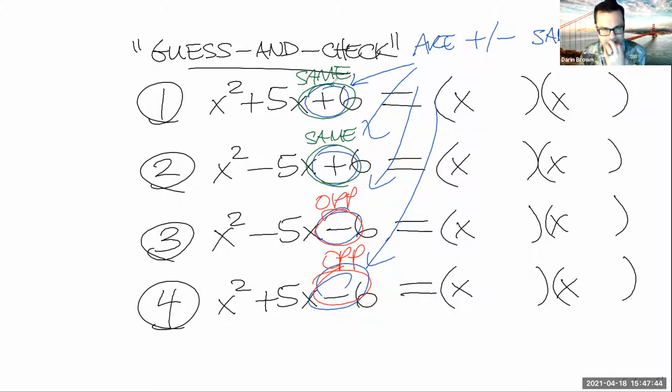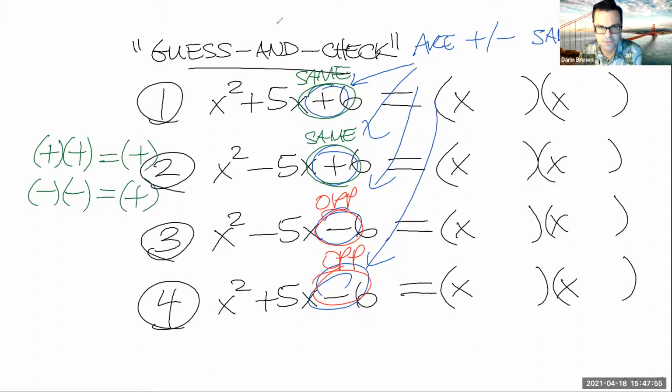Now, first of all, why is it the same sign? Well, it's because positive times positive is positive and negative times negative is positive. So if they're the same sign, they'll multiply together to make positive. If they're opposite signs, they'll make negative. So it's really just the pattern of how positive and negative numbers multiply. Sorry, that still bothers me.